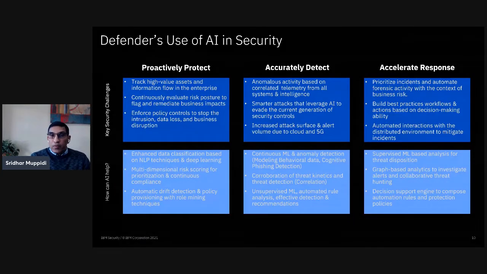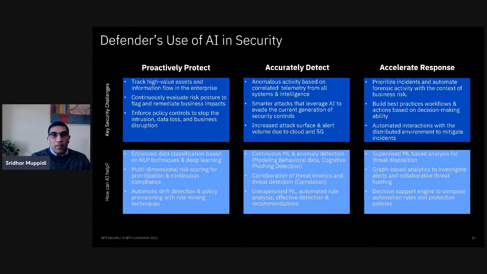So what do we do specifically? When we talk about proactive protection, this is about understanding what are your high value assets? What is your high value crown jewels, or what is the mechanism to determine risk so that you can focus on the right assets or be able to address the right level of risk for the organization?